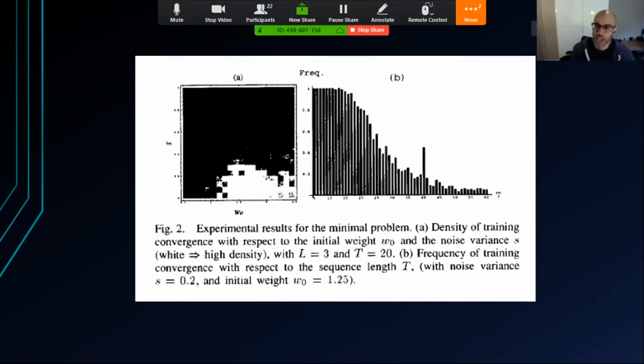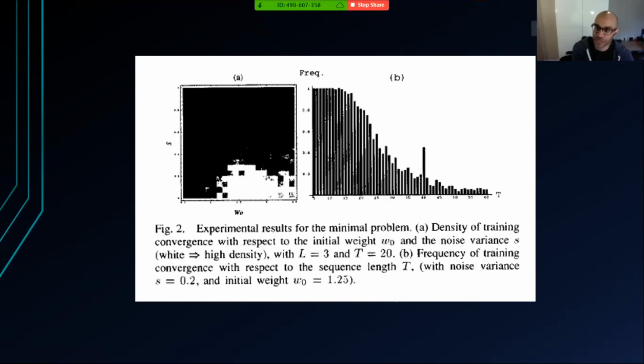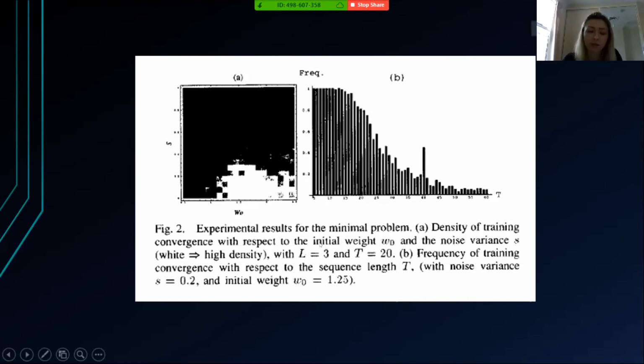Now, Aravind adds in the Slack that the graph looks very zip-esque. Would you like to jump on and elaborate on that at all, Aravind? All right, so going back to the training density, so high chance of convergence. I think the light part of the graph represents where there's a high chance of convergence. Is that right? White means high density, yes.